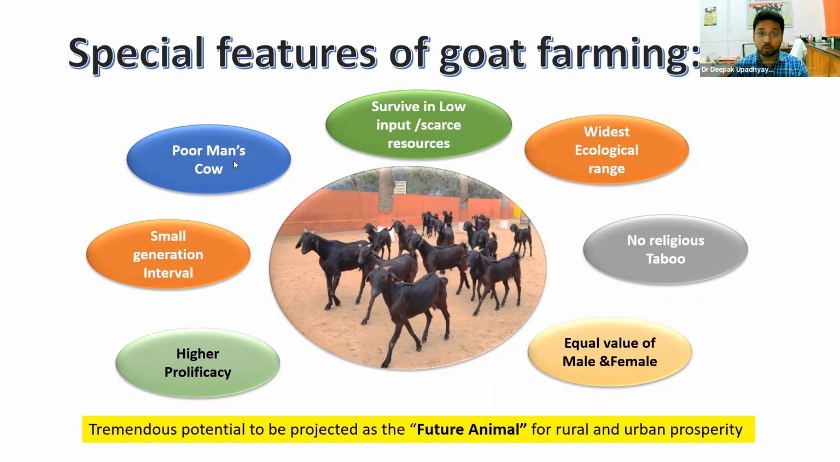And the last is poor man's cow. They are called the poor man's cow because they can survive in the lowest resource condition. They don't require much capital to start goat farming. If you compare goat farming with a dairy farm, which requires a huge capital investment, goat farming can be started with just half of that capital investment.